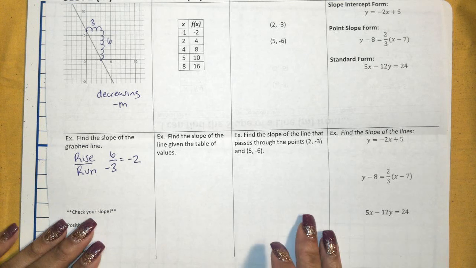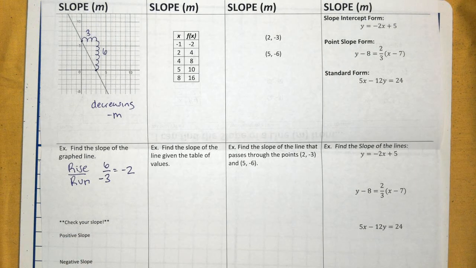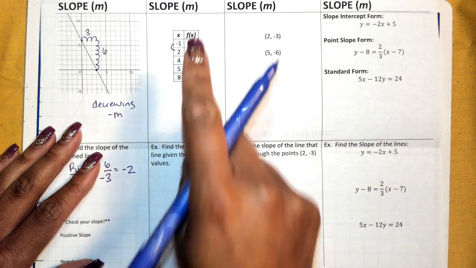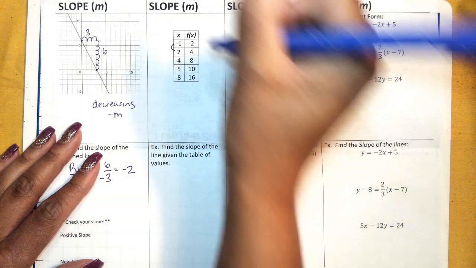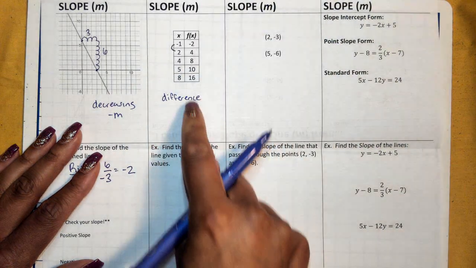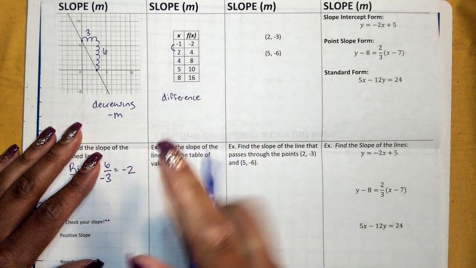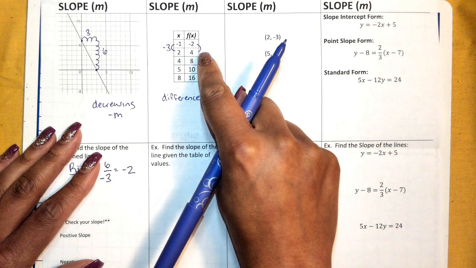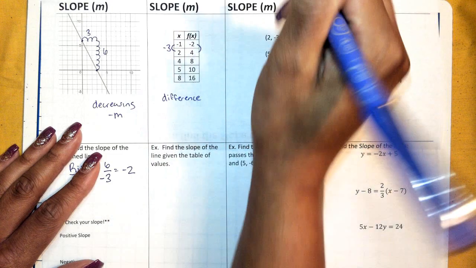The next thing we can use to find the slope is a table of values, and you've done this a lot in your homework already. You're going to find the change in the x values in your table and the change in f of x, otherwise known as y, in your y values. So the change between -1 to 2, you subtract, so you're finding the difference. Make sure you're finding the difference of each one. From -1 to 2 is -3, and on the other side, the difference of -2 to 4 is -6.